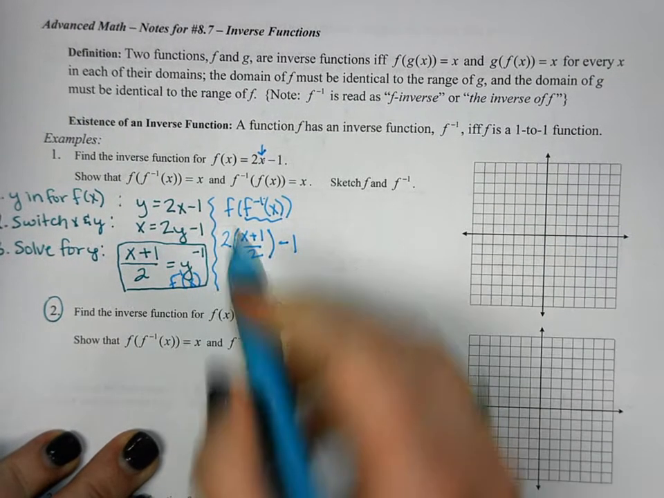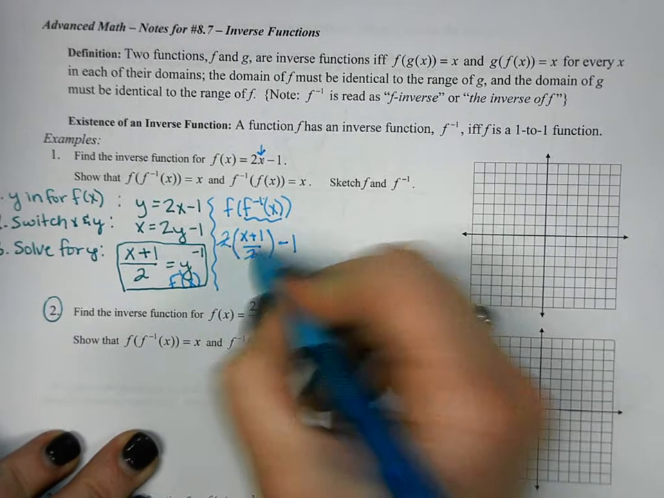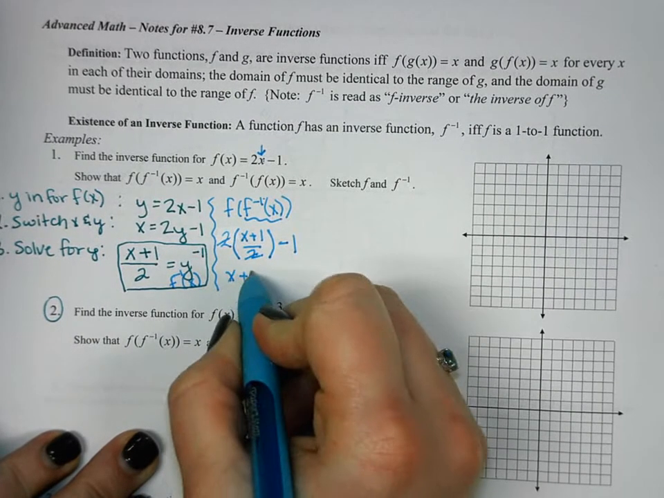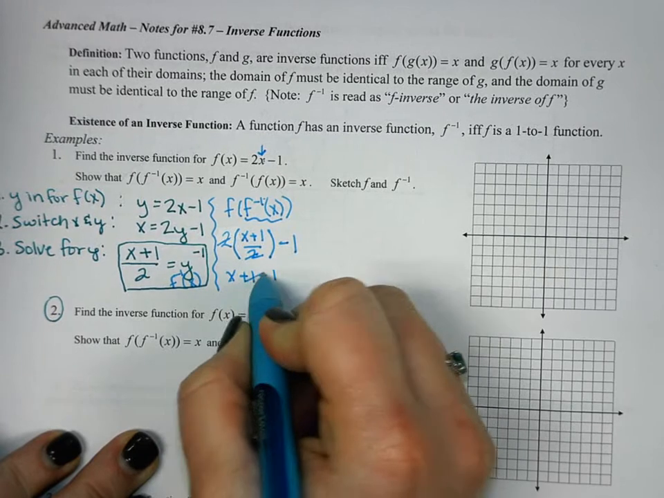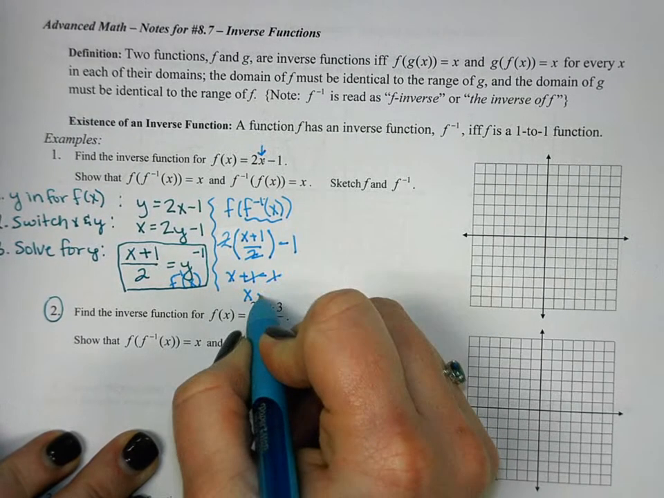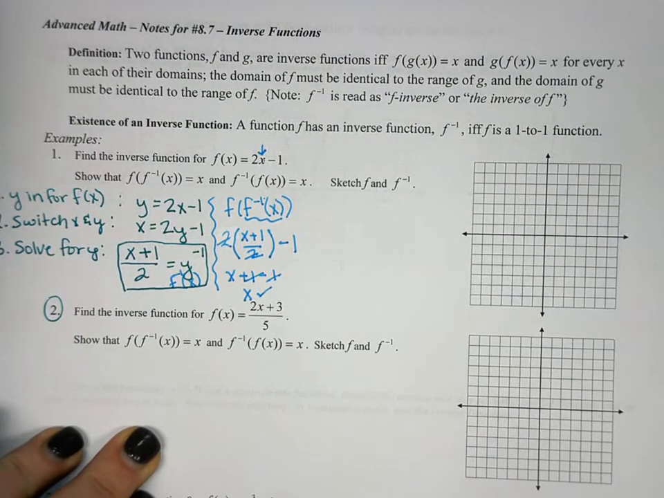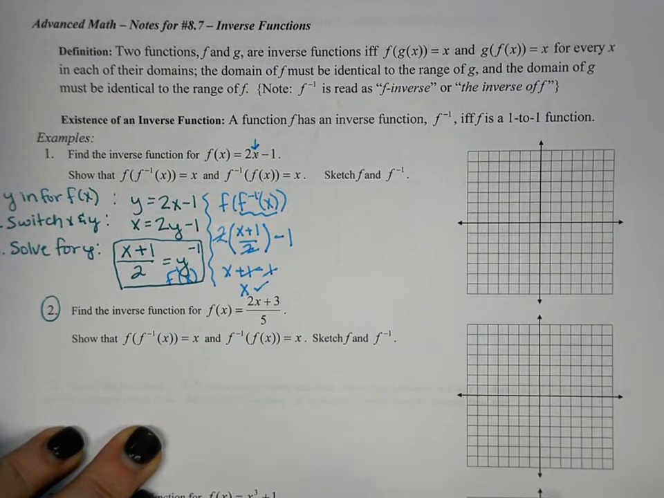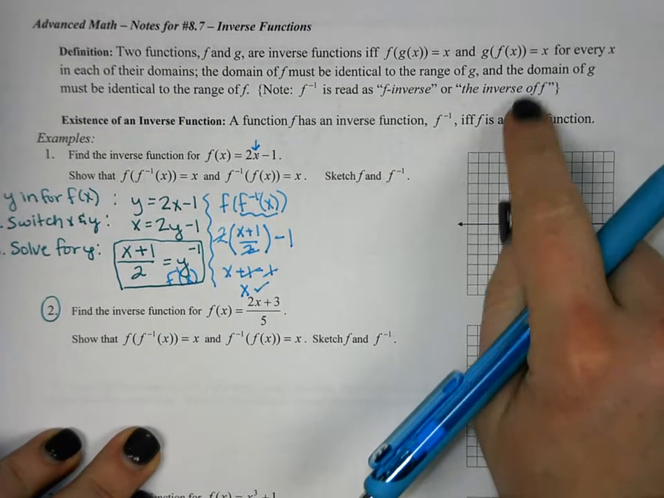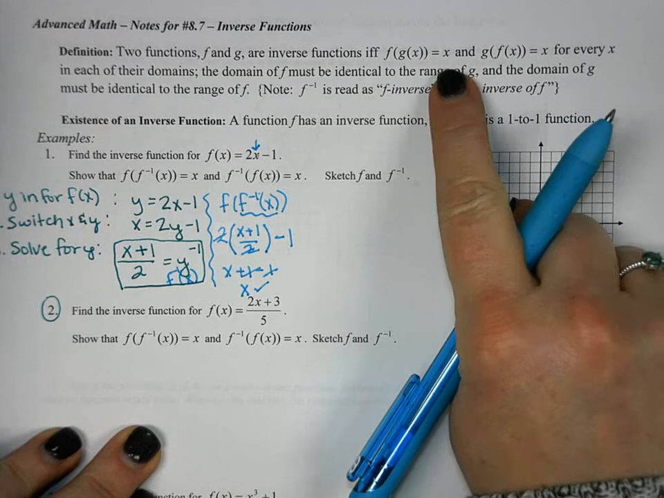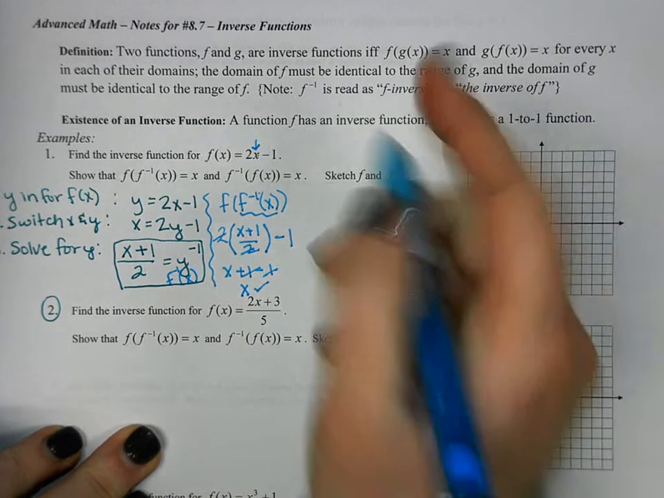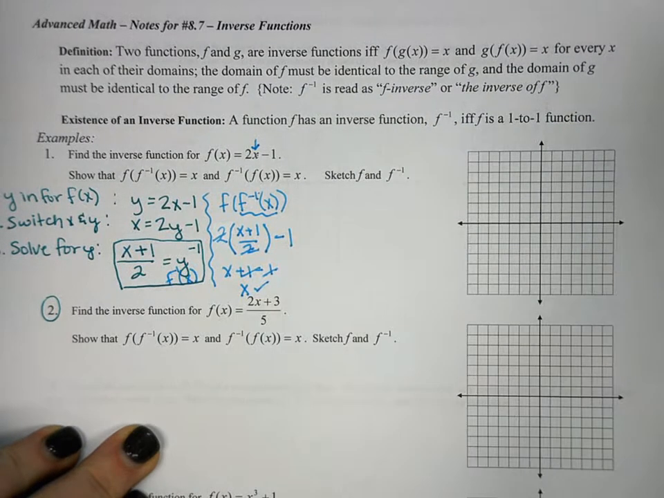When I simplify this, the 2's will cancel, so x plus 1 minus 1. The 1's cancel, we get x. And that's the goal. If these are in fact inverses, we need to get x. That's what our definition up here says, is that when we compose them, we get x as our answer. But we also have to show the other direction.